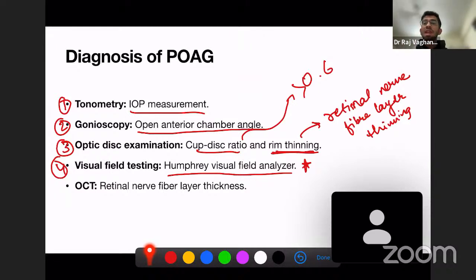And the next, you can have OCT, which can indicate the retinal nerve fiber layer thickness. So these are 5 types of diagnosis of POAG: IOP measurement by tonometry, open anterior chamber angle by gonioscopy, optic disc examination, visual field testing, and the retinal nerve fiber layer thickness.